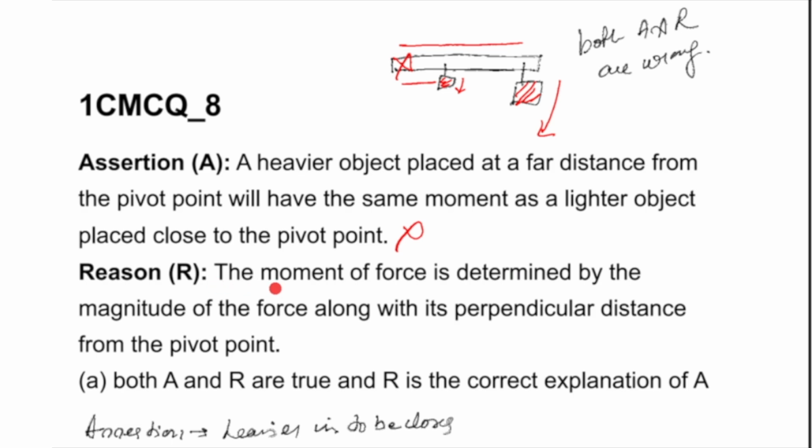Let's read the reason about it. The moment of force is determined by the magnitude of the force along with its perpendicular distance. Now there is one confusion: they have used this word "along". Along mostly means in the same direction. If that is so, then both the assertion and the reason are wrong. But in the textbook, they have said only that the assertion is wrong and that this is correct. So maybe they don't consider this word. If the moment of force is determined by the magnitude of the force with its perpendicular distance from the pivot point, then the textbook answer will be correct.